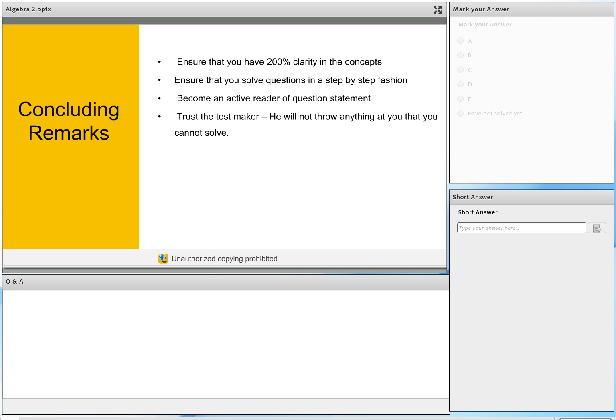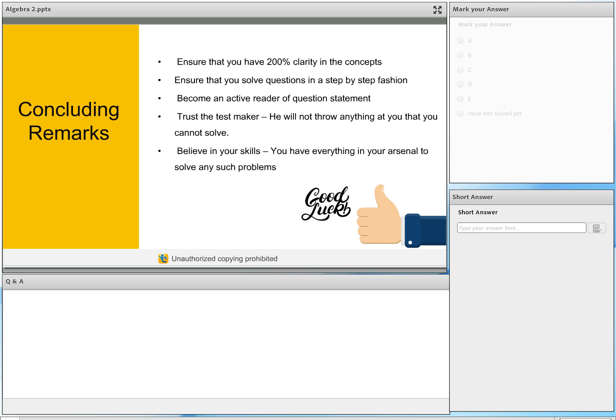Be an active reader of the question statement. Translate the information. Absorb the information appropriately. Trust the test maker, as I said earlier, he's not going to throw anything at you that you can't handle. At the same time, trust yourself. If you have prepared in the right manner, there is nothing that can stop you from answering that question correctly. The key thing is, have you prepared in the right manner? Have you focused on the right level of clarity of the concepts? Have you focused on the right level of process application? As long as you do that, there is no reason why you would falter in quant.